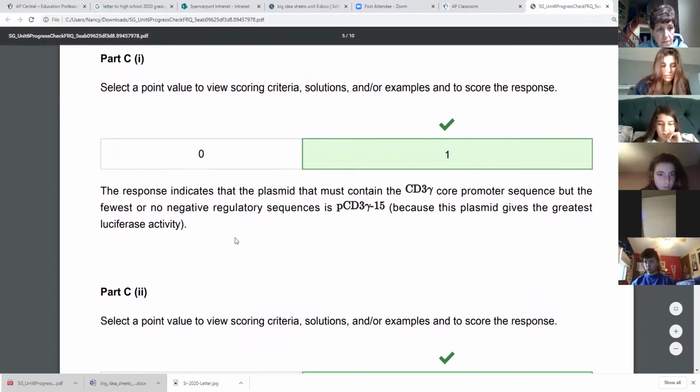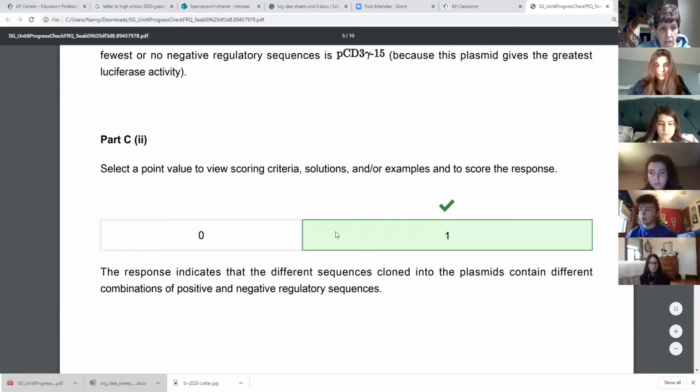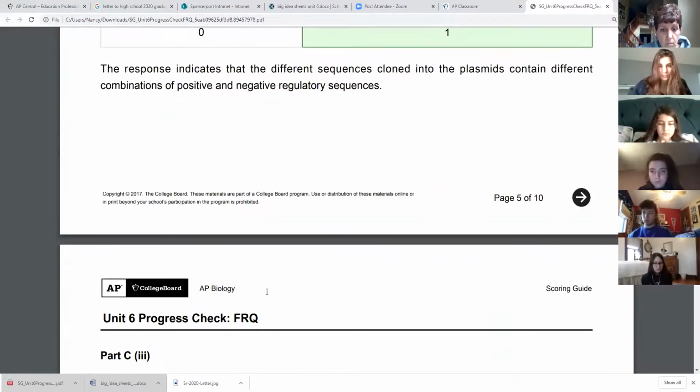Okay, this is the first one. It says the response indicates, and by this they mean your answer, indicates that the plasmid must contain the core promoter sequence, but with the fewest or no regulatory sequences must be the 15 because it gives the greatest activity. Okay, we said that. And then the next one, the response indicates the different sequences cloned into the plasmids contain different combinations of negative and positives. Yep, so it's the differences in the regulatory sequences given.